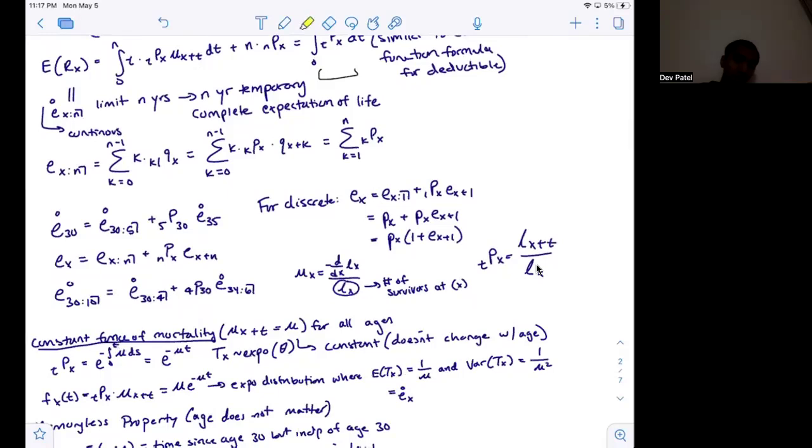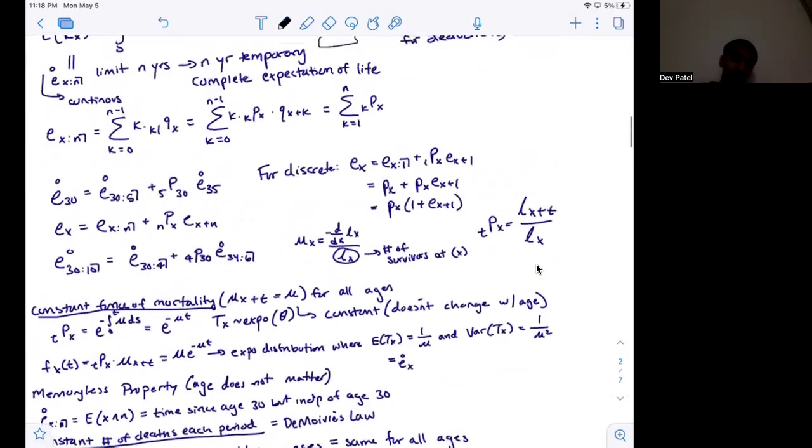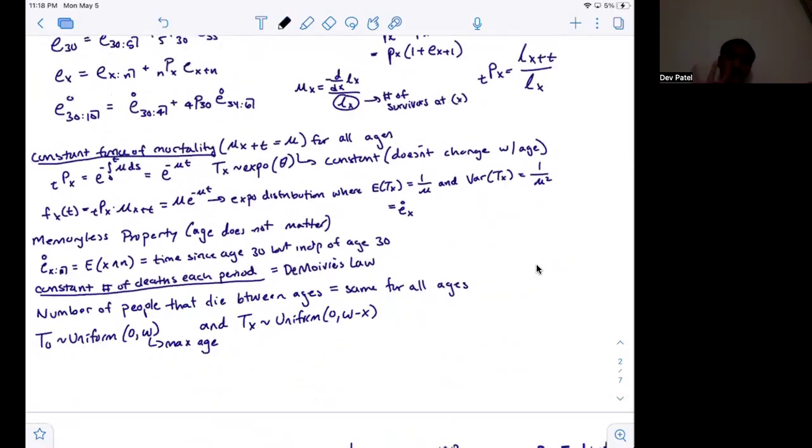And the notation for that is over here. Again, it is very common and important that you know the notation for this. It's called the n-year temporary complete expectation of life.